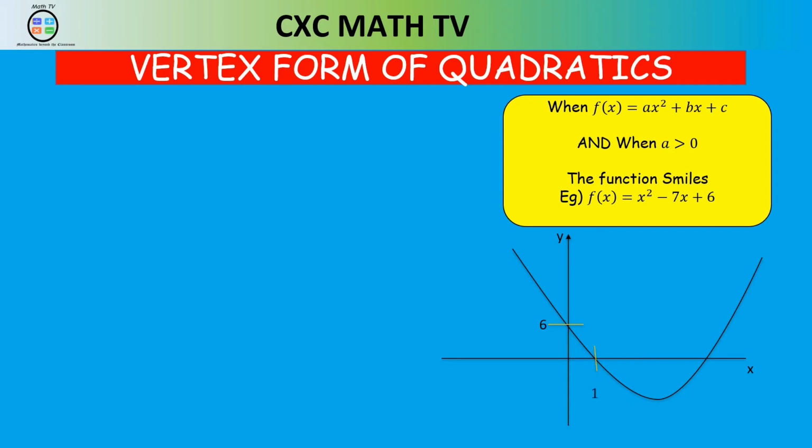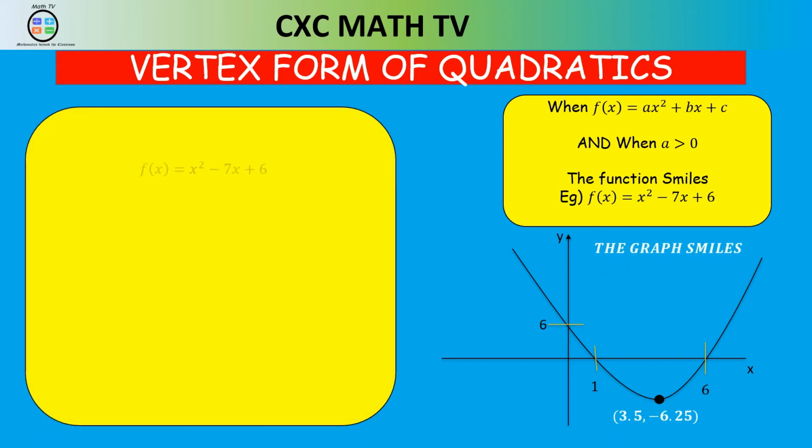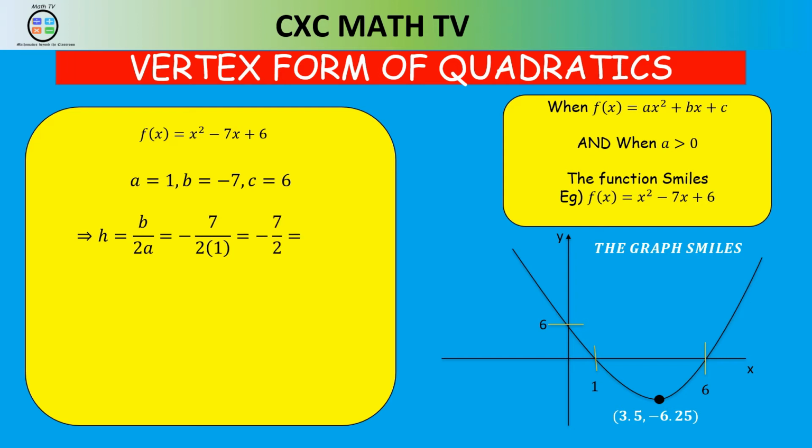Go back to the start of the video. And remember we said the y-axis intercept was 6. Remember we also said that the minimum point was 3.5, negative 6.25. Since we said all of these, let's look at something here. Work out the value of h. H is going to be b over 2a, which is negative 7 over 2 times 1, which is negative 7 over 2, which is negative 3.5.